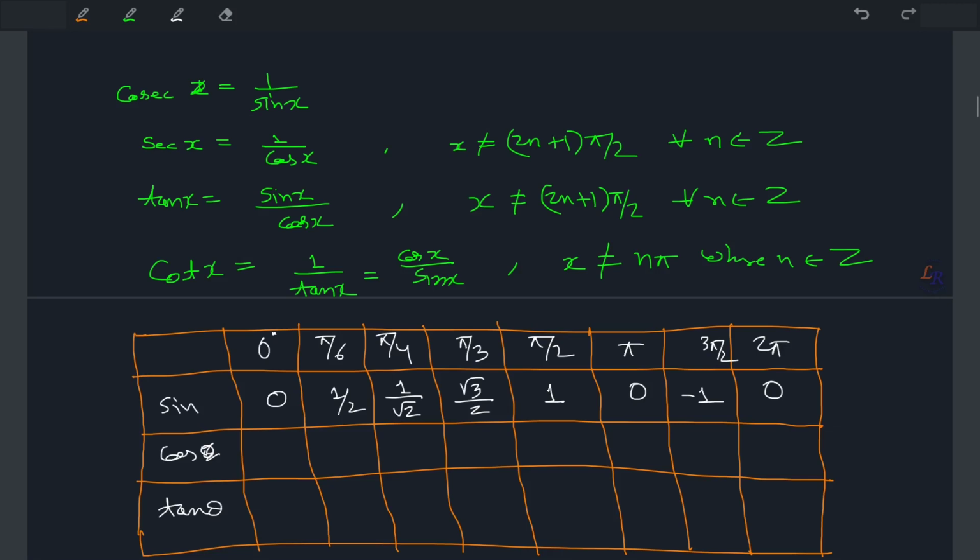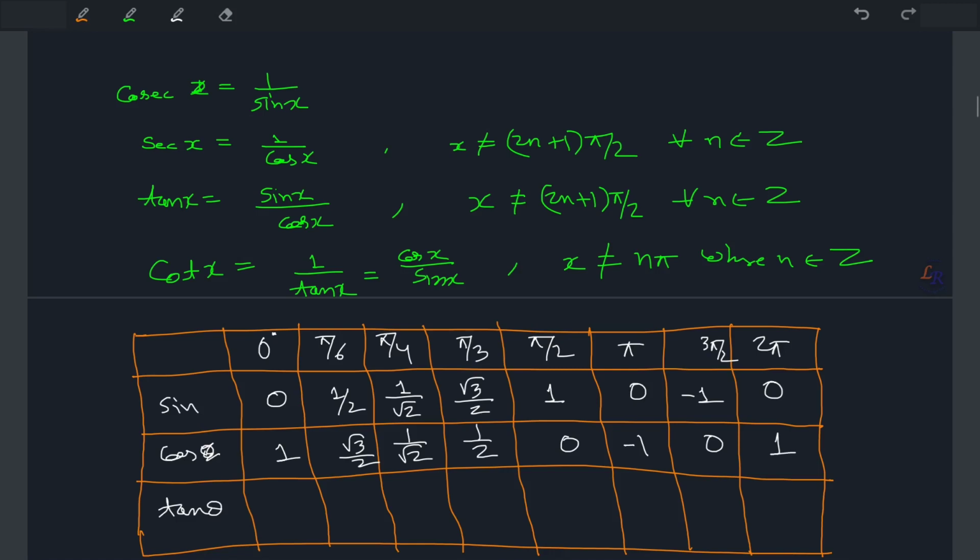Similarly, cos 0 is equal to 1, cos pi by 6 is equal to root 3 by 2, cos pi by 4 is again 1 by root 2, and cos pi by 3 is 1 by 2, cos pi by 2 is 0, cos pi is equal to minus 1, cos 3 pi by 2 is equal to 0, and cos 2 pi is equal to 1.